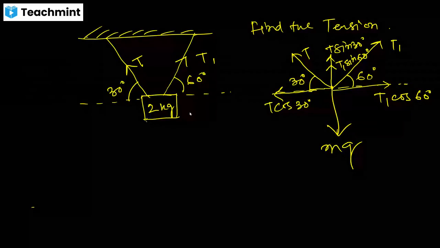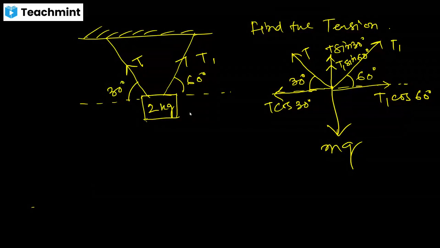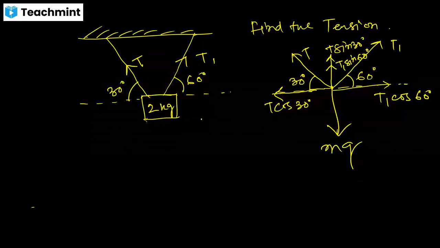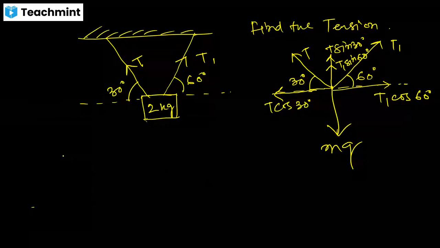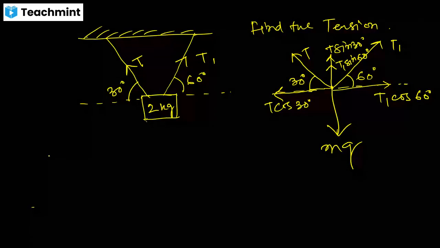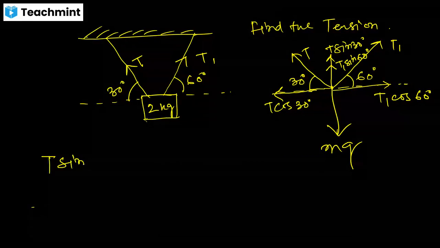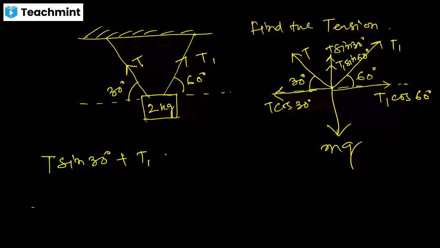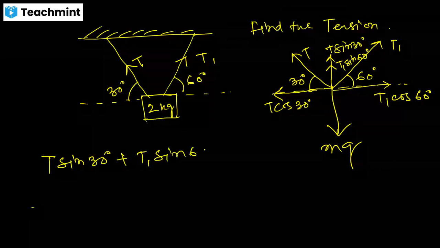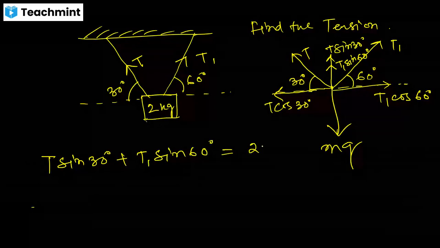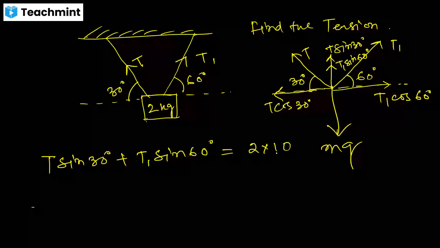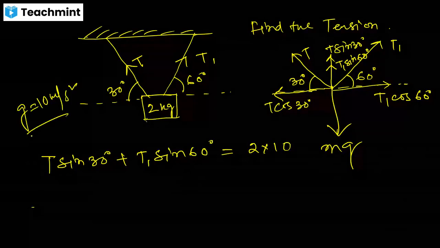At first we have to make equal all the forces because the object is in equilibrium position. So all the upward forces will be equal to downward forces. In the upward direction, which forces are acting? As you can see, T sin 30 and T1 sin 60. These two forces are acting vertically upward. In the downward direction, only the weight of the object is acting. The weight should be 2 into 10, if I assume the gravitational acceleration as 10 meter per second square.